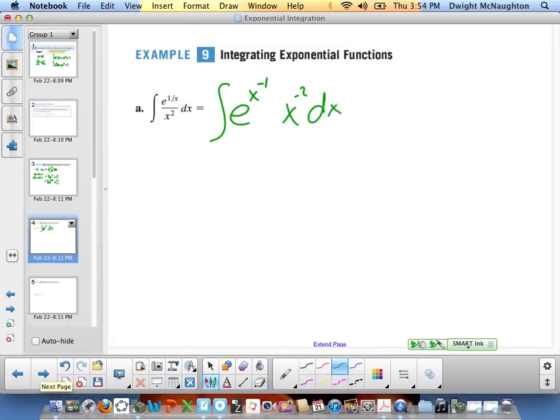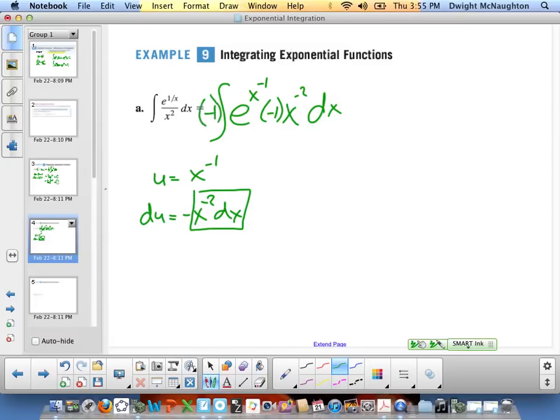Again, we need e to a single variable, not an expression. So we'll substitute that expression out. U is x to the negative 1. In that case, du is negative 1 x to the negative 2 dx. Notice we have x to the negative 2. We're missing the negative 1. So I'll put in negative 1 and I'll factor it out to keep it balanced. Multiply by negative 1 twice, you haven't done anything, which keeps it balanced.